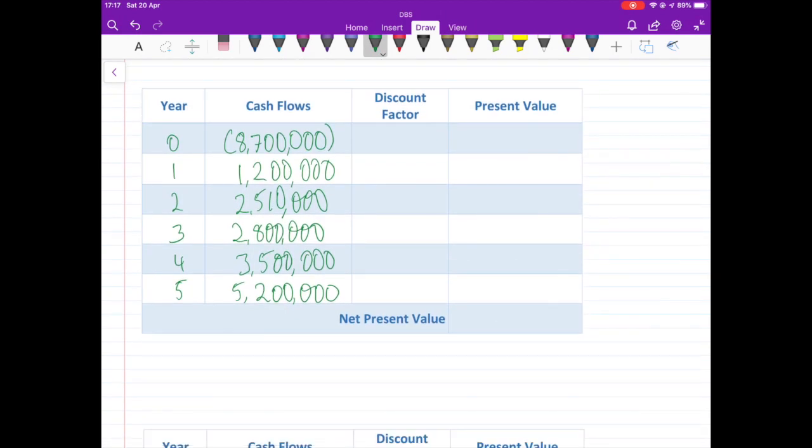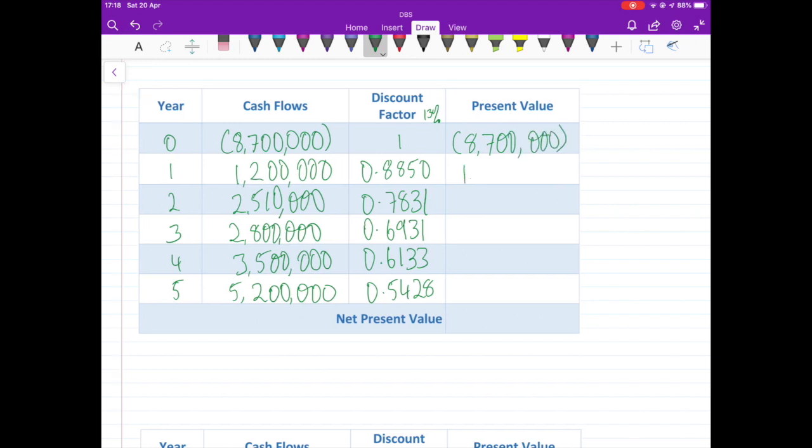So in this example, we're going to take the discount factors for 13% and add them to the table. Bearing in mind the discount factor in year 0 is always 1. After that, we have a series of discount factors for each year. These are just copied from the discount table and entered straight in, and then will be multiplied by the cash flows to give us a present value. So as we multiply those by the cash flows, the initial figure will remain the same.